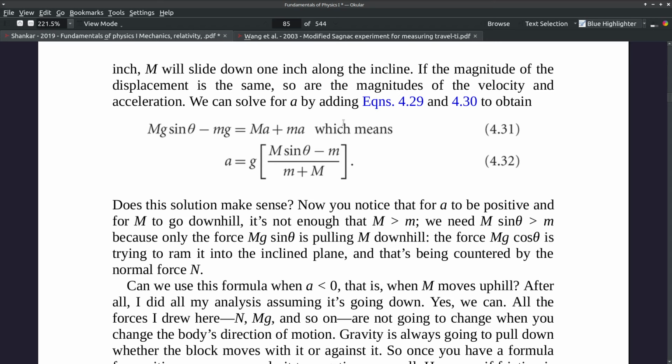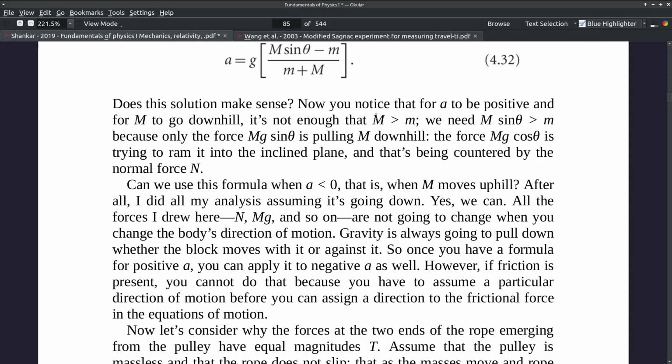We can solve for A by adding equations 4.29 and 4.30 to obtain mg sine theta minus mg equals ma plus ma, which means A equals... Does this solution make sense? Now you notice that for A to be positive and for M to go downhill, it's not enough that M is greater than M. We need M sine theta greater than M, because only the force mg sine theta is pulling M downhill. The force mg cosine theta is trying to ram it into the inclined plane, and that's being countered by the normal force M.